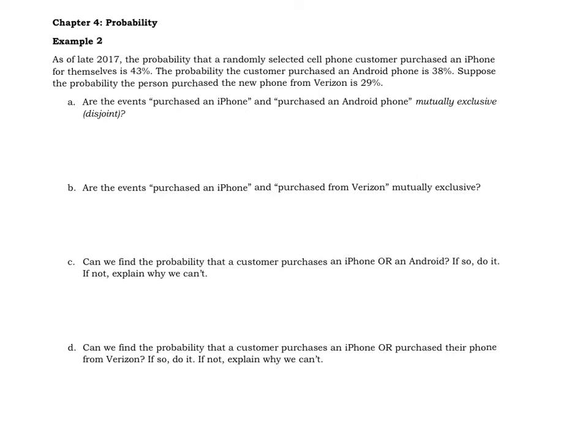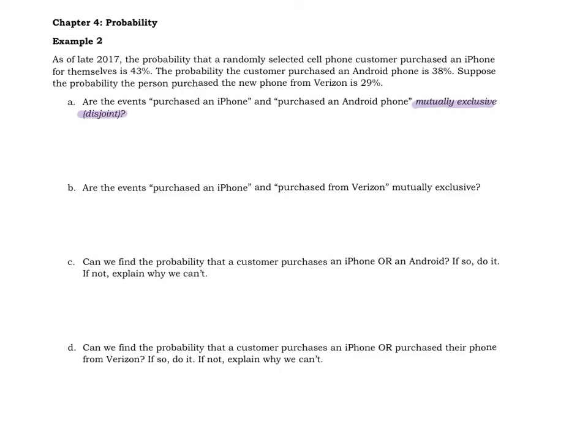Looking at example 2, as of late 2017, the probability a randomly selected cell phone customer had purchased an iPhone for themselves was 43%, and it was 38% that they had purchased an Android phone for themselves. Suppose the probability the person purchased the new phone from Verizon is 29%. Okay, so first question, are the events purchased an iPhone and purchased an Android phone mutually exclusive or disjoint?